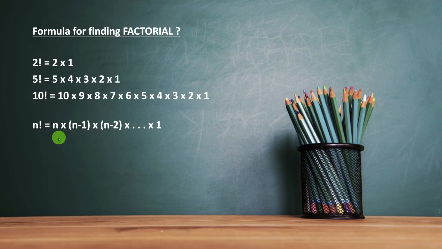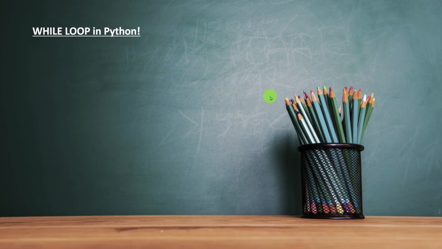So similarly, we can come up with the formula that n factorial is equal to n times n minus 1 times n minus 2 times and on until you multiply it by 1. To write the factorial program in Python, we're going to use loops because we're repeatedly multiplying a number by its previous number until we reach 1. We're going to use the while loop in Python.